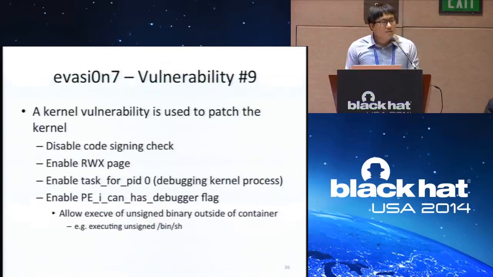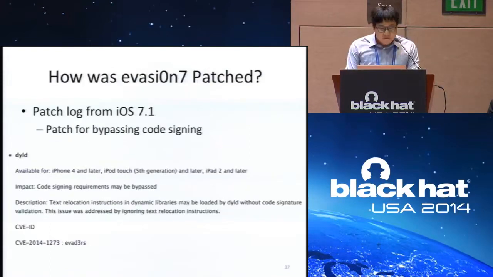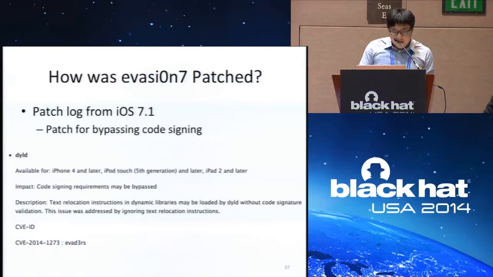However, in iOS 7.1, Apple's patch blocked the Evasion 7 attack. Let's see how Apple fixed the bug. From the security patch information released by Apple, we can easily identify which is the patch for Evasion 7 by looking at the contributor line. It is mentioned as the evaders at the bottom.